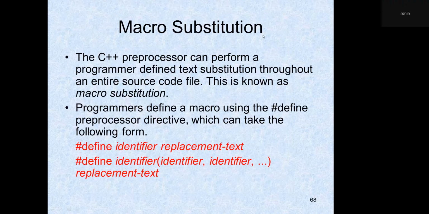Macro substitution, the syntax is like this. The C++ preprocessor can perform programmer-defined text substitution throughout an entire source code file. This is known as macro substitution. Programmers define a macro using the #define preprocessor directive, which can take the following form. This is the syntax: define, identifier, replacement text. Or define, identifier, which looks like a function. And this is the replacement text.